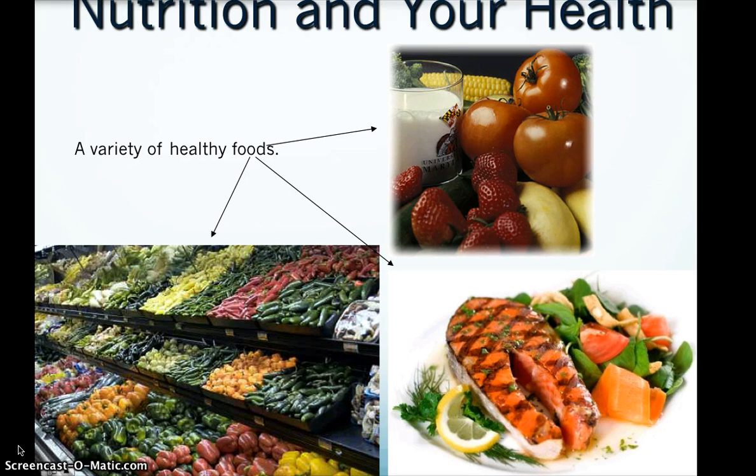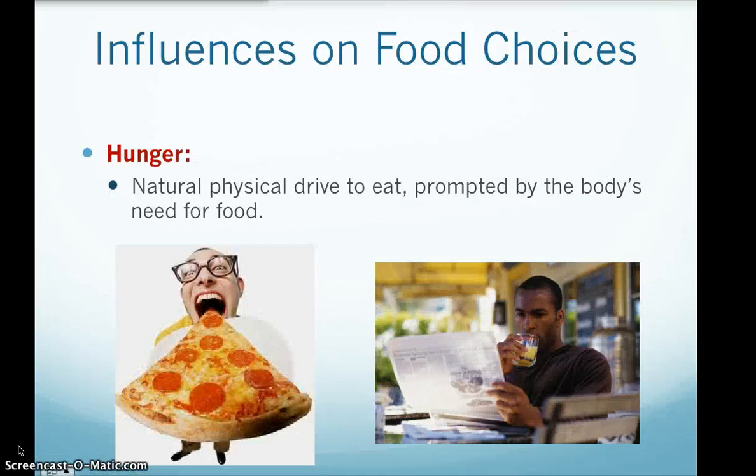This is what we would call nutrient dense foods, because they contain a lot of nutrients and they are relatively low in their caloric intake as well. Upper right hand corner, we've got our fruits, we've got our vegetables, we have some dairy. In the bottom right hand corner, we have a piece of salmon, which is an excellent source of protein, very low in fat, high in omega-3 fatty acids. All of these would be excellent food choices.